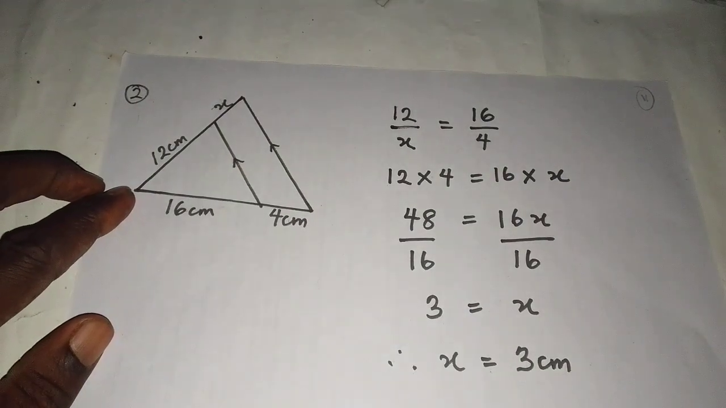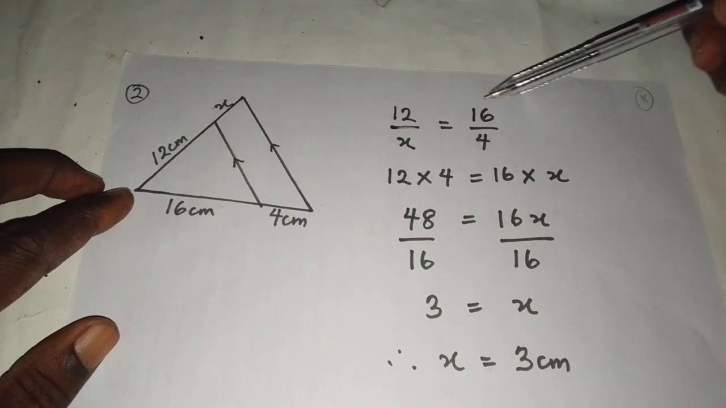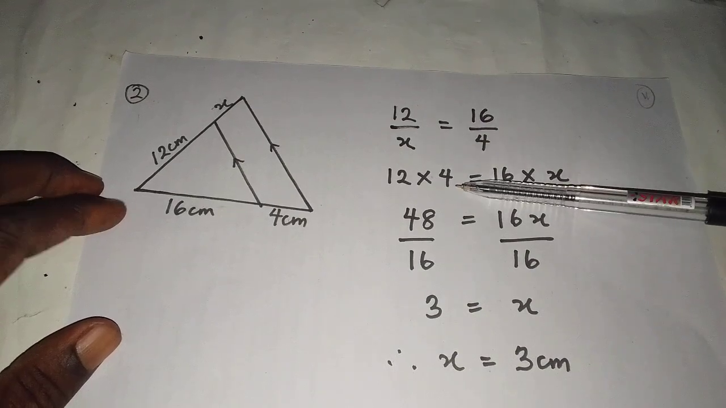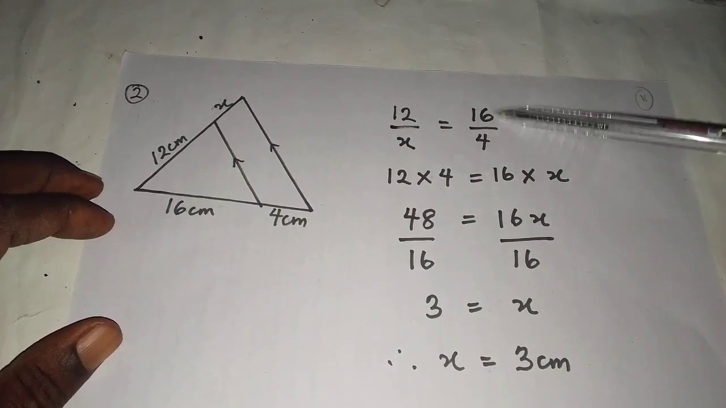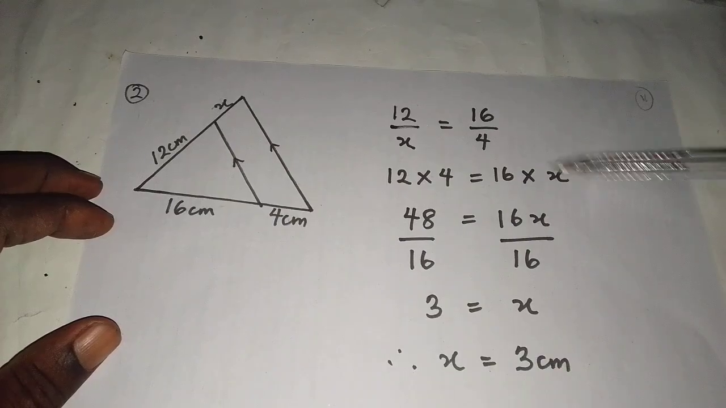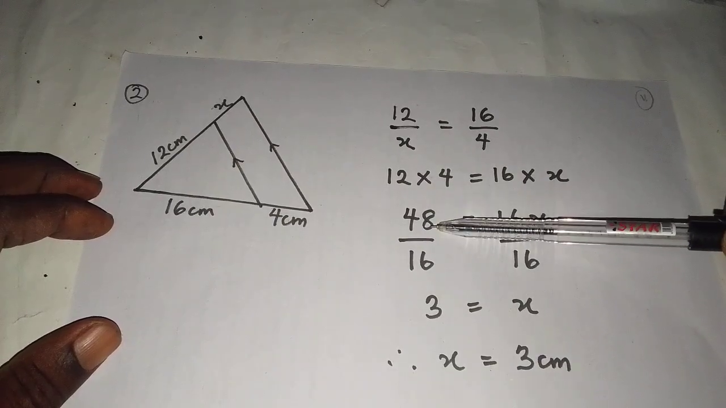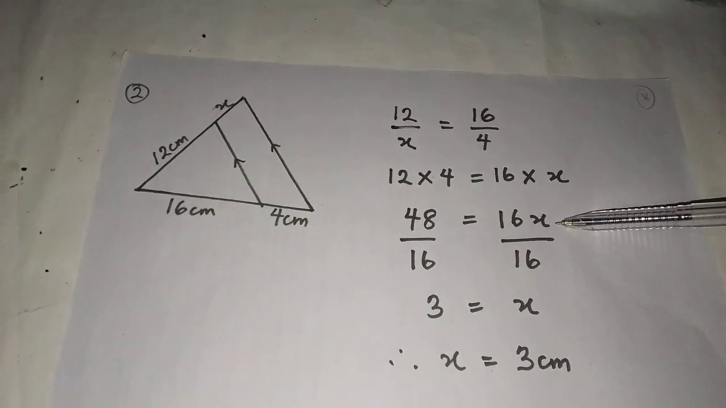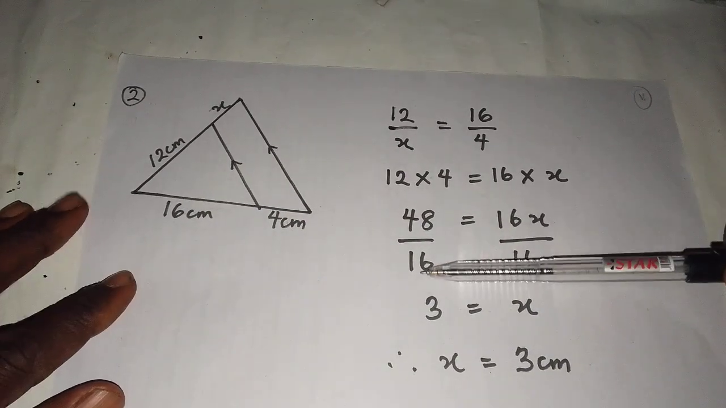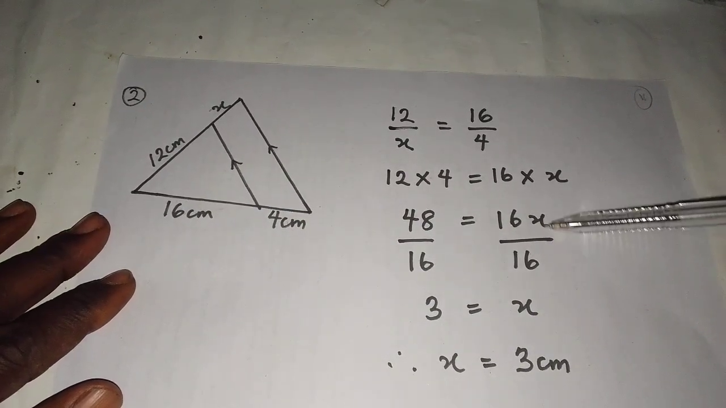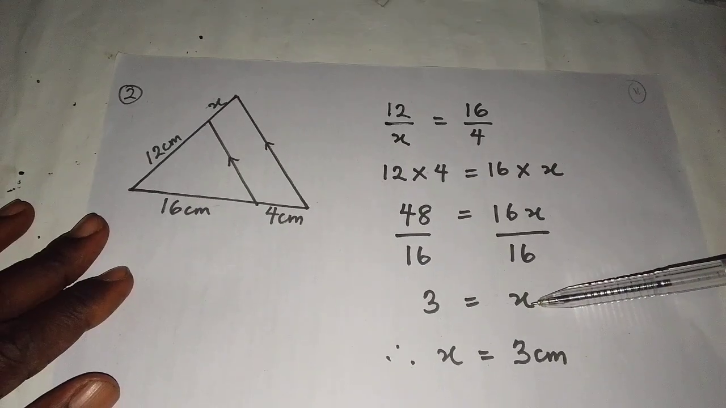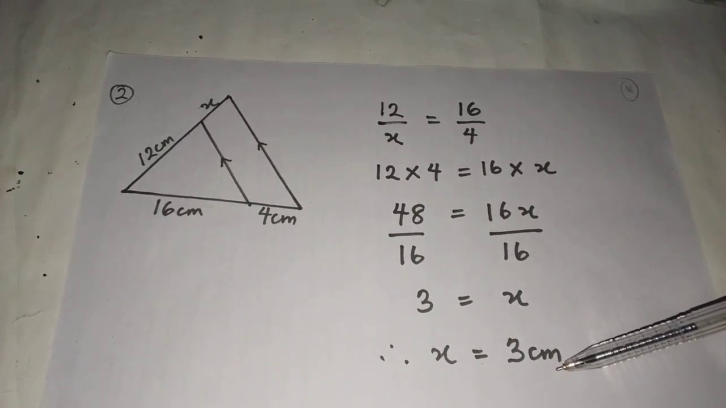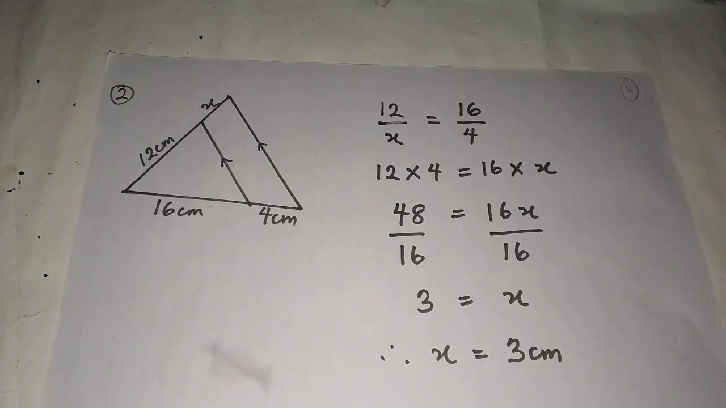From there you will cross multiply. When you cross multiply, you now have 12 times 4 is equal to x times 16. 12 times 4 will give us 48 equals 16 times x, which is 16x. So we now divide both sides by the coefficient of x, which is 16. So the value for x is 3. Therefore x is equal to 3 centimeter.